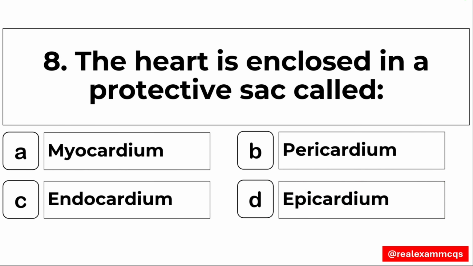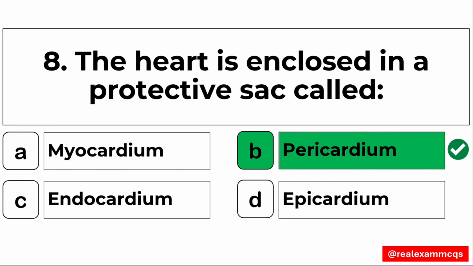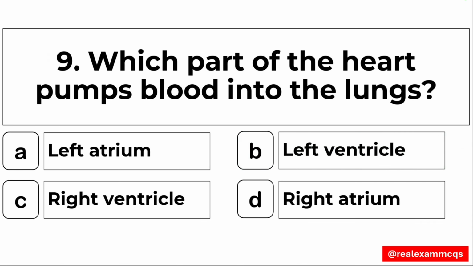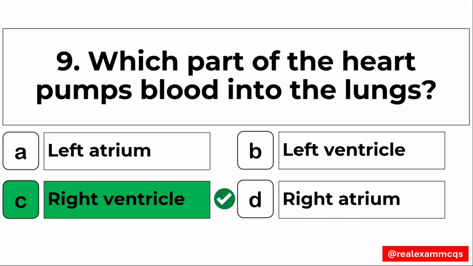Question 8. The heart is enclosed in a protective sac called option B, the pericardium. Question 9. Which part of the heart pumps blood into the lungs? Option C is the right answer, the right ventricle.